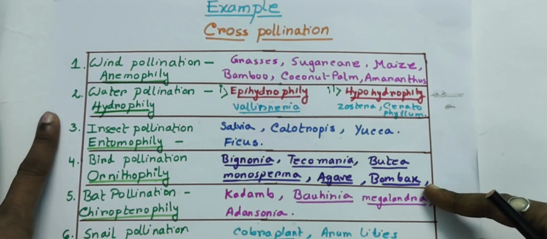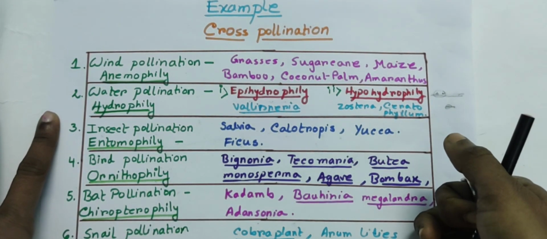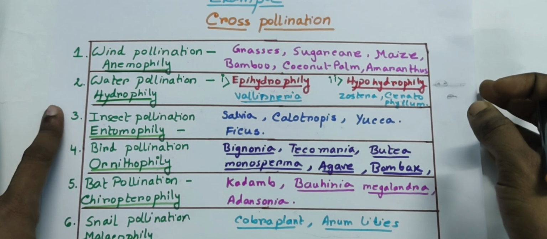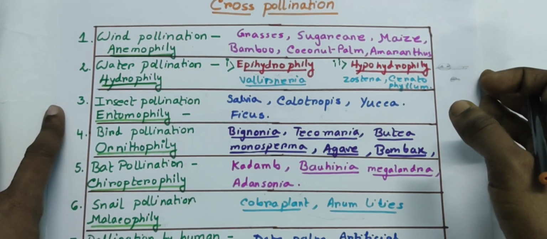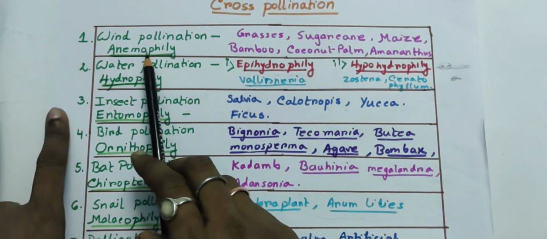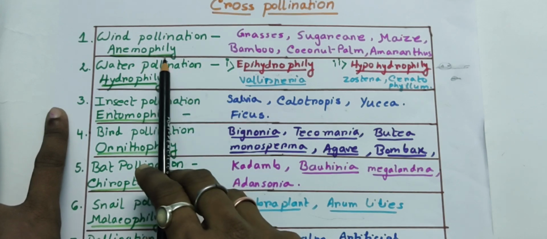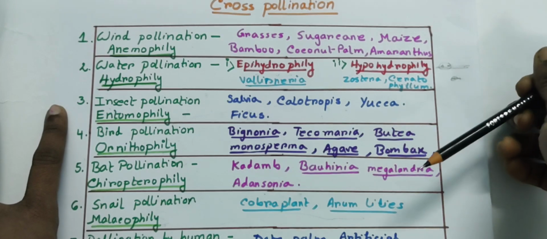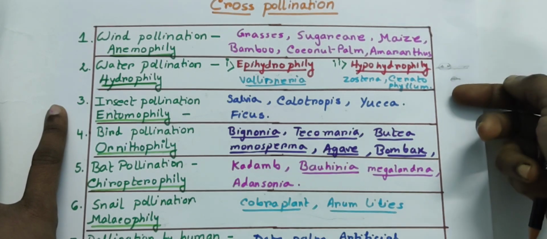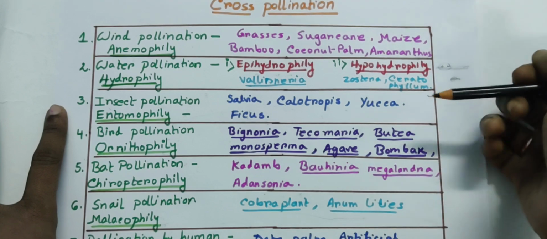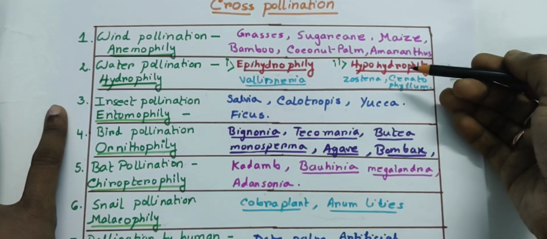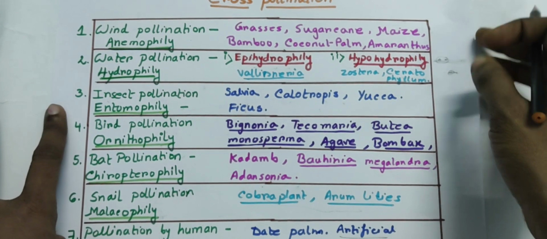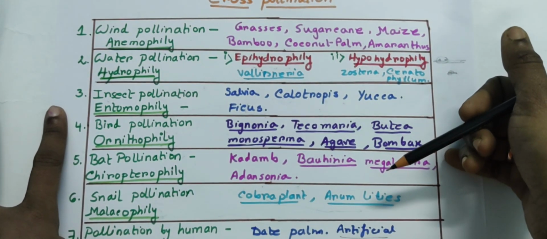In this chart, I am showing you the examples of cross-pollination. As cross-pollination depends on the agency, there are different types of cross-pollination based on the name of the agencies. Number 1, wind pollination. Wind pollination is called anemophily and the flower is called an anemophilous flower. This chart is very important for the exam because most of the questions ask to give an example of an entomophilous flower, a hydrophilous flower, a chiropterophilous flower. So this chart will help you a lot to memorize all the types of cross pollination with their agencies.